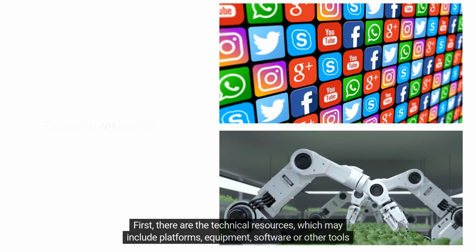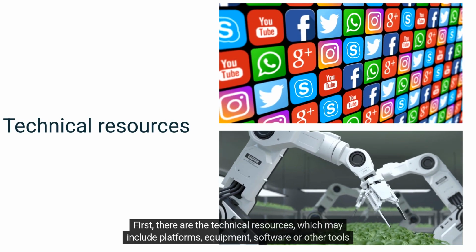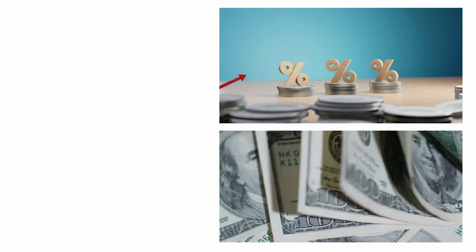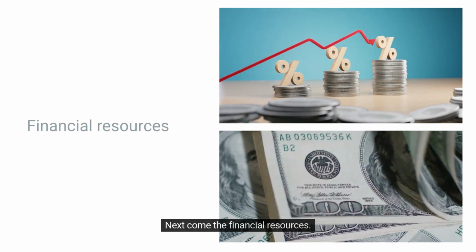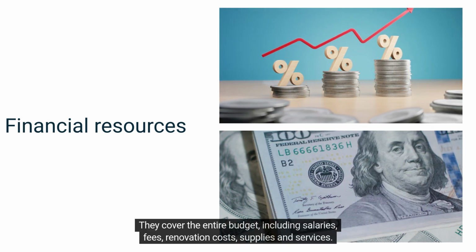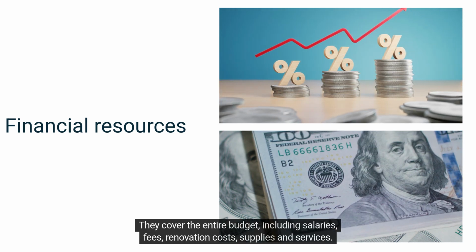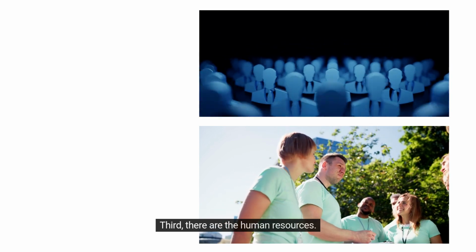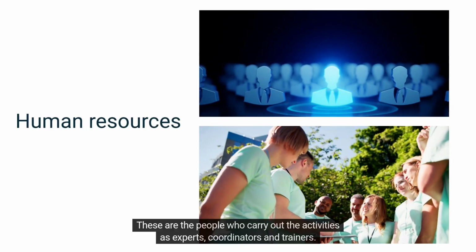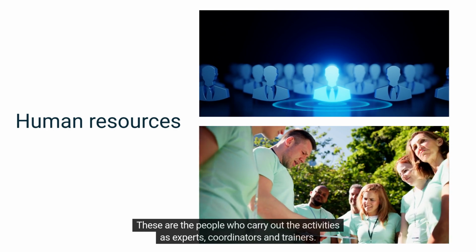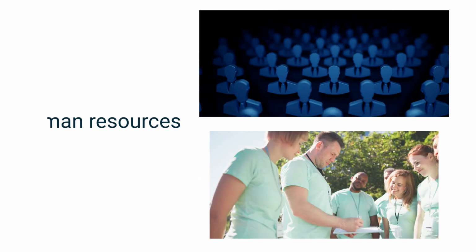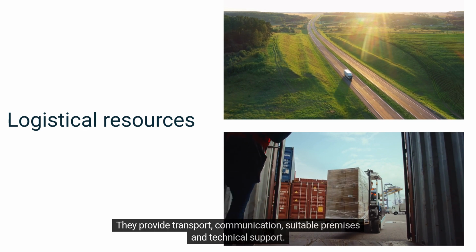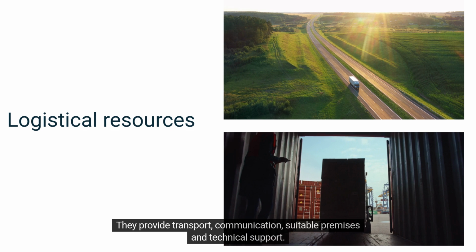First, there are the technical resources, which may include platforms, equipment, software, or other tools needed to carry out specific tasks. Next come the financial resources. They cover the entire budget, including salaries, fees, renovation costs, supplies, and services. Third, there are the human resources. These are the people who carry out the activities as experts, coordinators, and trainers. Fourth, there are the logistical resources. They provide transport, communication, suitable premises, and technical support.